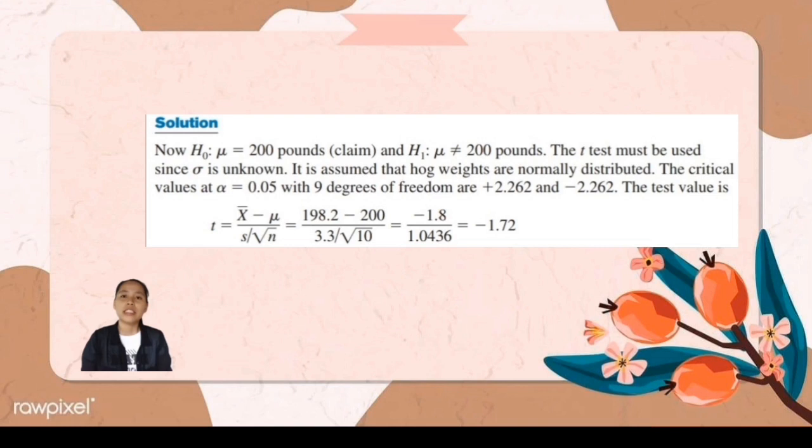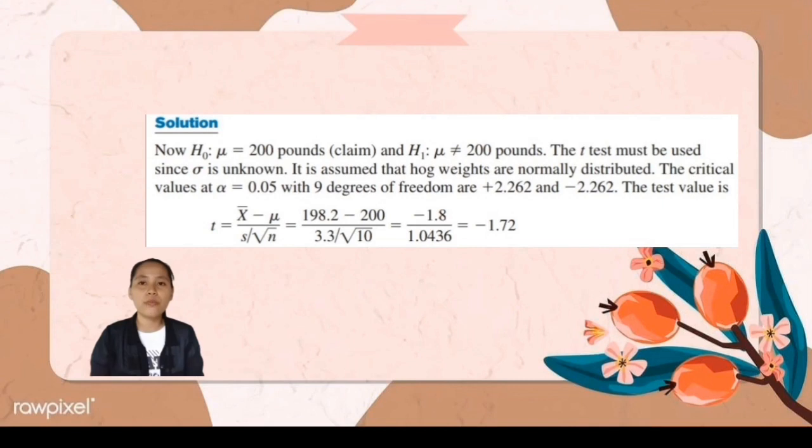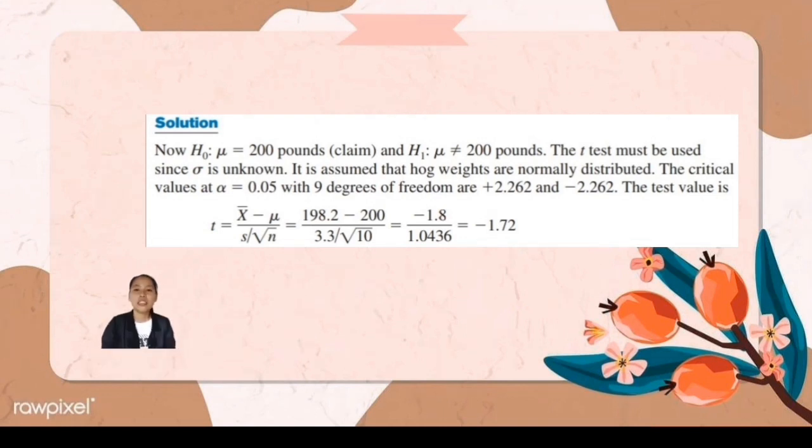In this example, the t-test must be used since the population standard deviation is unknown. It is assumed that hog weights are normally distributed. The critical values at alpha 0.05 with 9 degrees of freedom are positive 2.262 and negative 2.262. The test value is t equal to x bar minus mu over s over square root of n. Substitute: 198.2 minus 200 divided by 3.3 over the square root of 10. It is equal to negative 1.8 over 1.0436. The answer is negative 1.72.